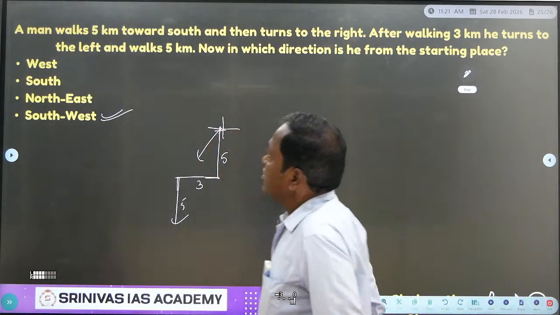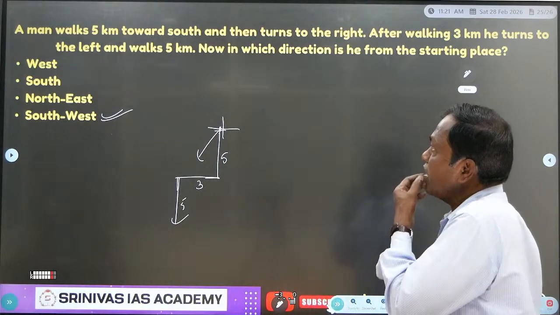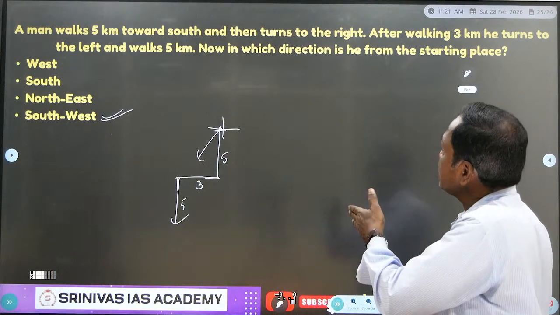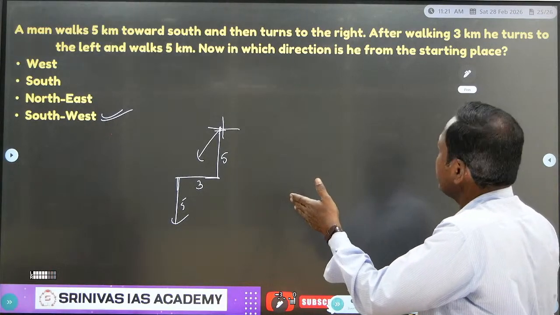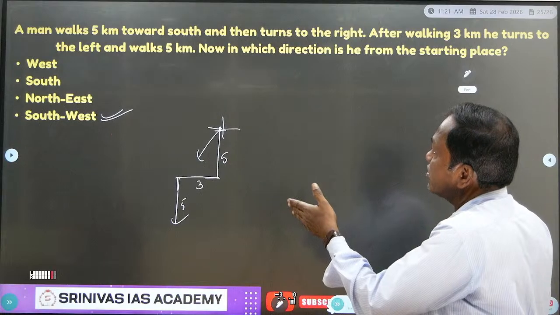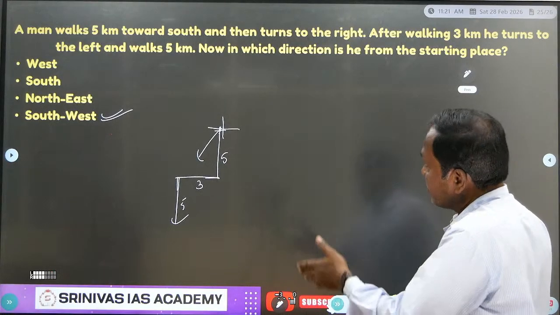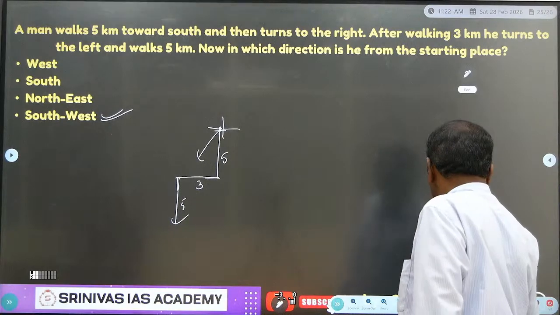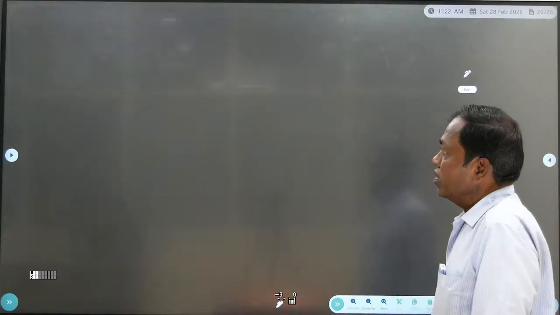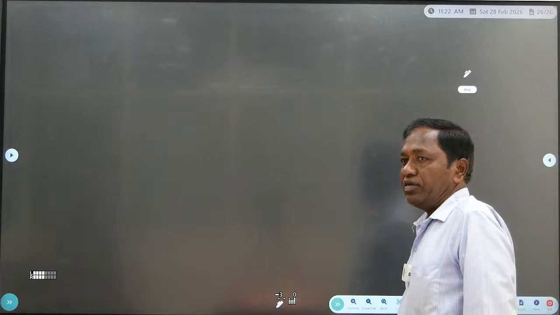See, the question is whether I write properly or not. A man walks 5 kilometers towards south, then turns to the right. After walking 3 kilometers, he turns to the left, walks 5 kilometers, right, that's it. Okay, it's over, that is fine.